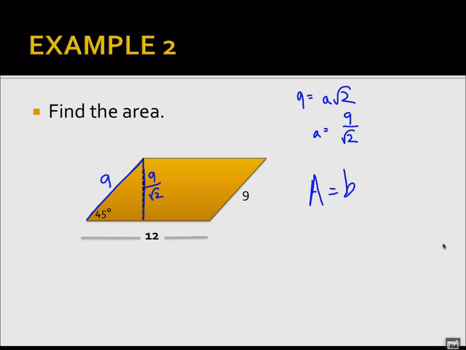It's a parallelogram, so it's base times height. Emmett, how long is the base? 12. How long's the height? 9 over root 2. So 108 over the square root of 2 units squared. Or does somebody have a decimal value? 76.37.